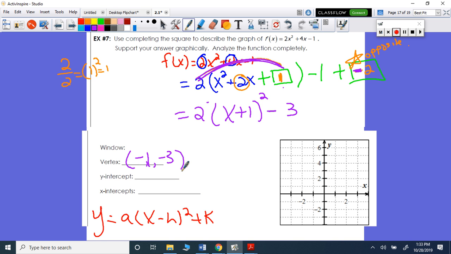All right, HK. Anybody know how to get the y-intercept from this guy? If I have a y-intercept, who is 0? X, right? So to do the y-intercept, you're going to take your original equation and plug in 0 for every x. And that's going to tell you your y-intercept is 0, negative 1.